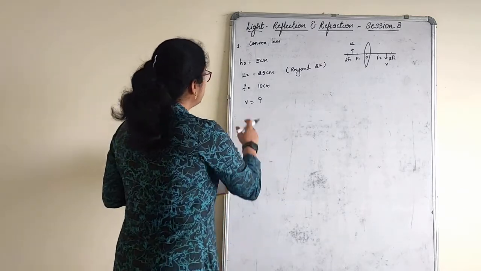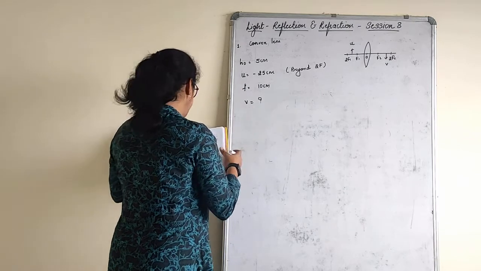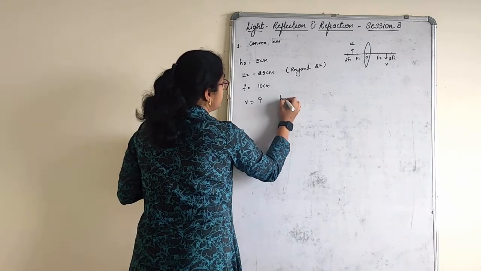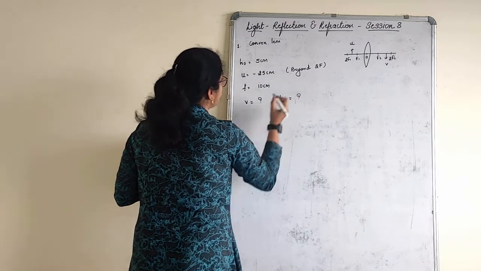Let's solve this quickly. So we'll find V here. Also find the nature, position, everything they have asked. So the height of the image also, let us find. Okay.